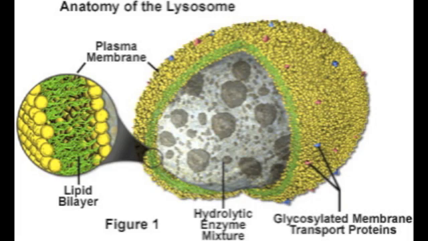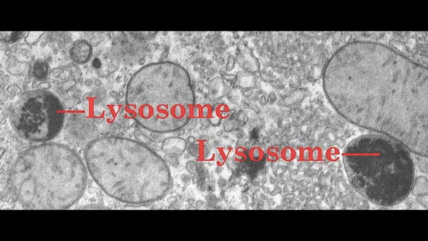Each lysosome has a fairly basic structure. It is a plasma membrane that surrounds a mixture of hydrolytic enzymes. This sleek and efficient design allows the enzymes to be distributed to areas around the cell without exposing the cell itself to the corrosive hydrolytic enzymes.